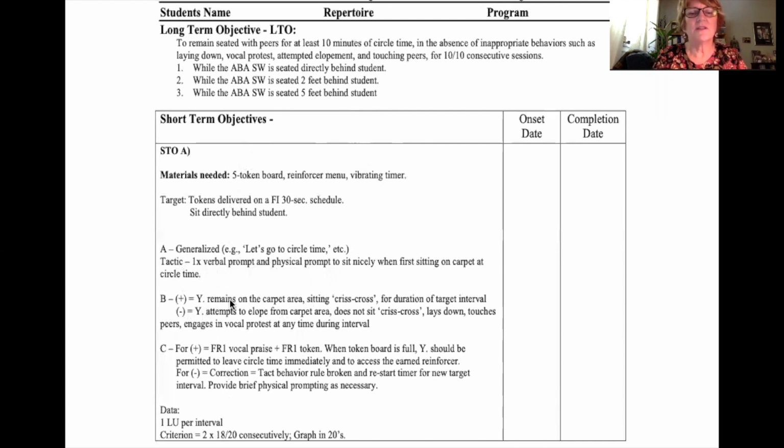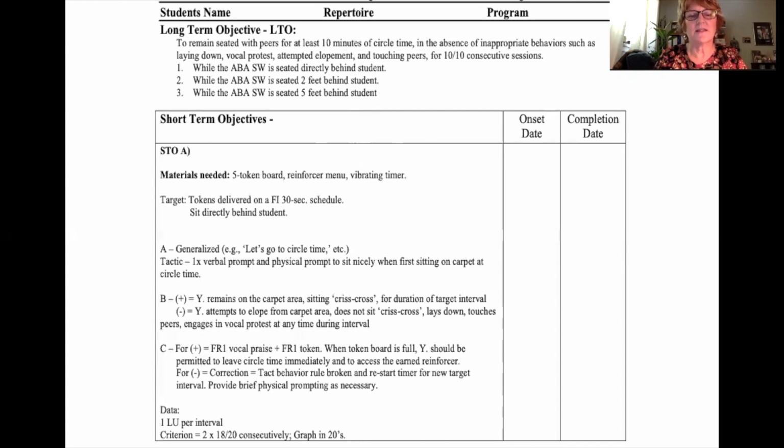The behavior is that he remains at the carpeted area crisscross as is, or not properly done means he tries to get away or whatever, right? So this is the data you're going to be taking, and you'll see that on the data sheet that's coming up next. The consequence, if he did properly, is a vocal praise, yay, you did it, and a token.